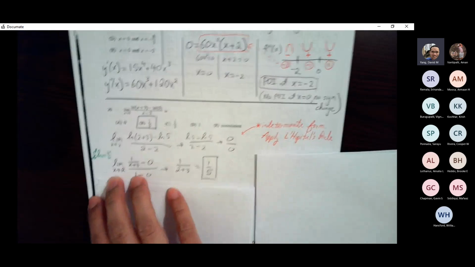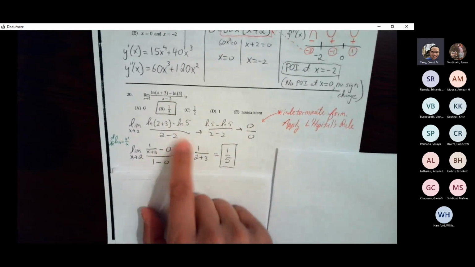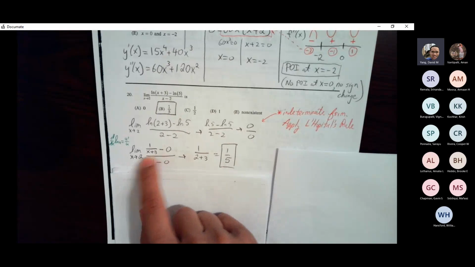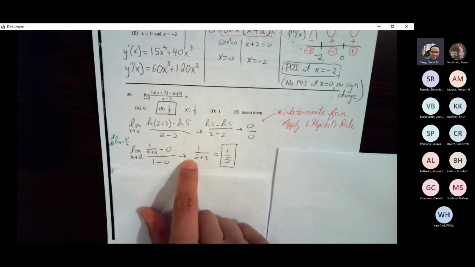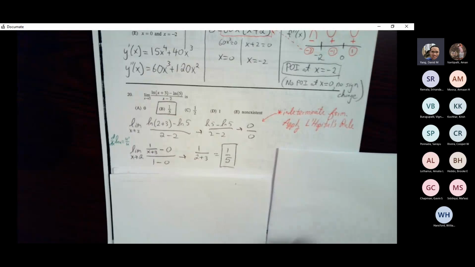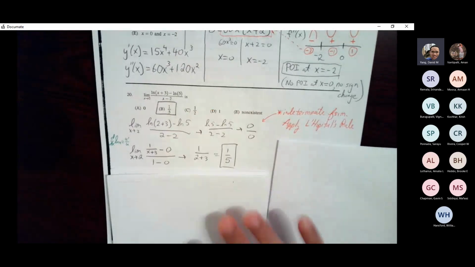Once we have our expression, now we can reevaluate. So 2 gets inserted in for x. 2 plus 3 is 5. We get 1/5. 1/5 matches our answer choice, B.